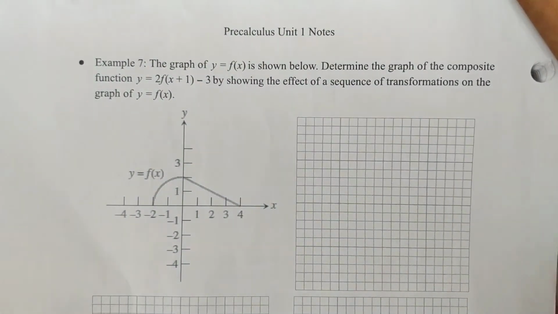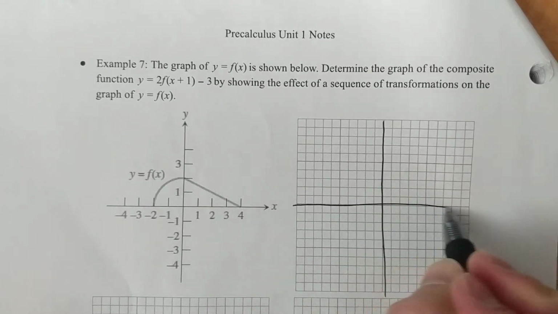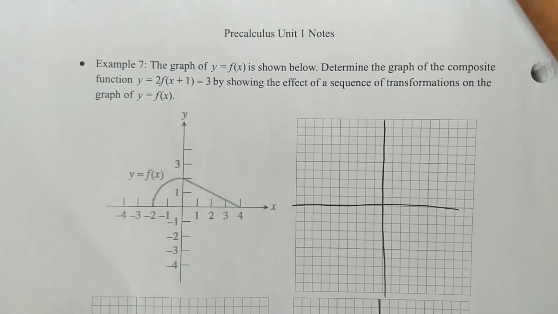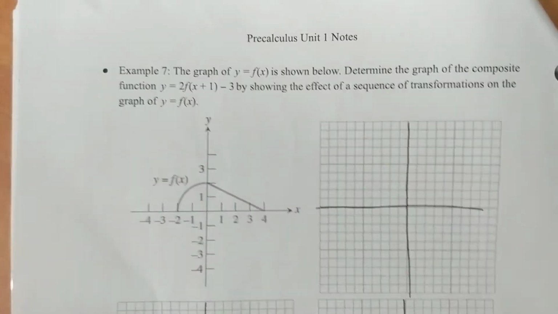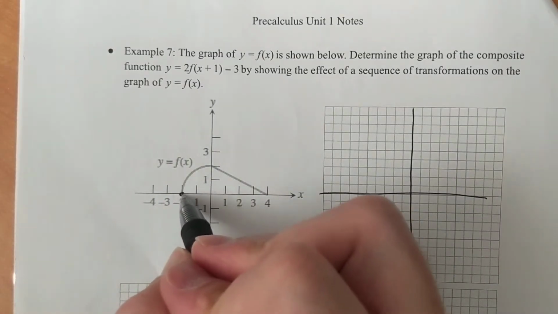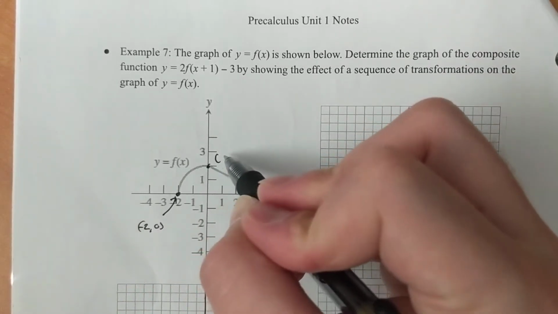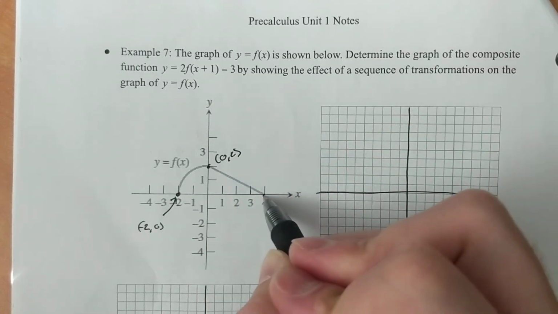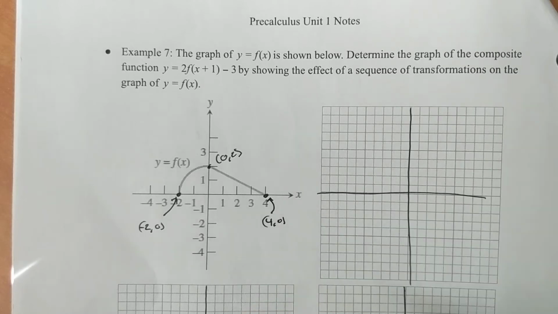Okay. Example 7, the last one here, gives you a graph and then has you do some transformations to it. So let me sketch in some axes real fast. There we go. Okay, so on our original graph, there's 3 important points. There's that point there, which is at -2, 0. There's that point there, which is at 0, 2. And there's that point there, which is at 4, 0.